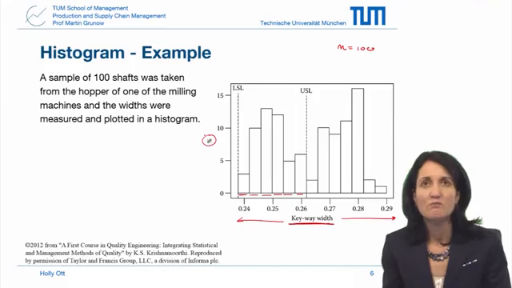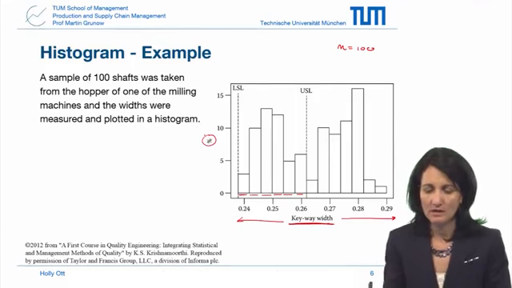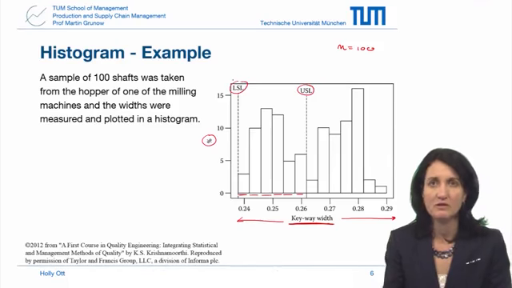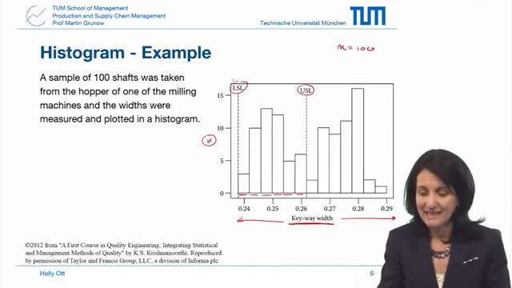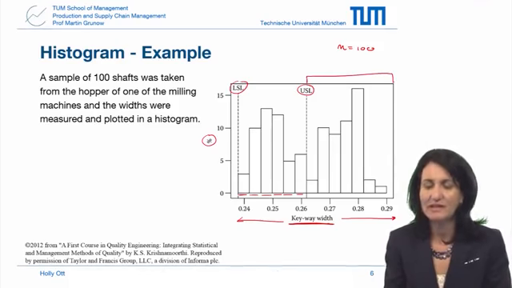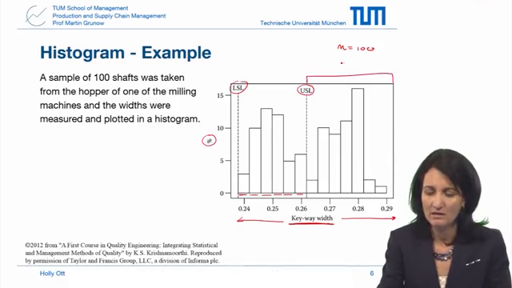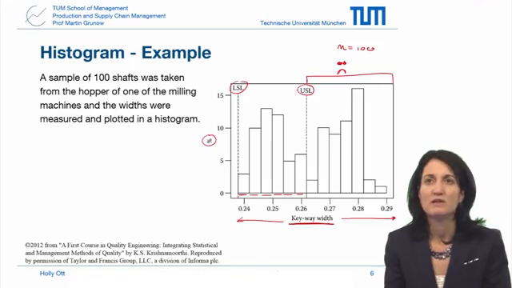Now, this is not a model. This is the empirical measured data from our experiment of 100 shafts. The upper and lower specification limits are also specified here. And we can see that already at least half of our key widths are out of specification. They're above the upper spec limit.